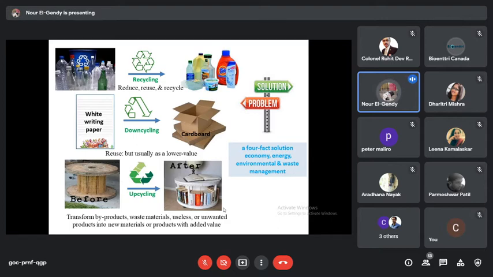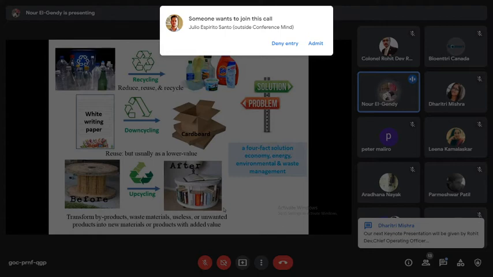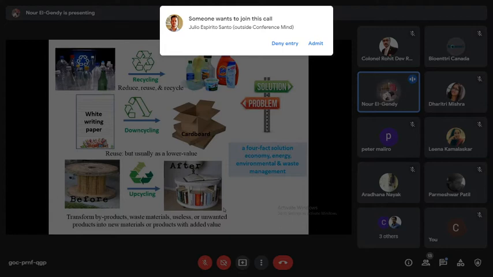Downcycling is reuse, but usually to produce a lower value product. For example, when you have white writing paper, you downcycle it for cardboard. But now the most recommendable one is upcycling, where you transform byproducts, waste material, useless or unwanted products into new material or product with added value, which comes under the title of valorization. And in this way, you can achieve what's called a circular economy.